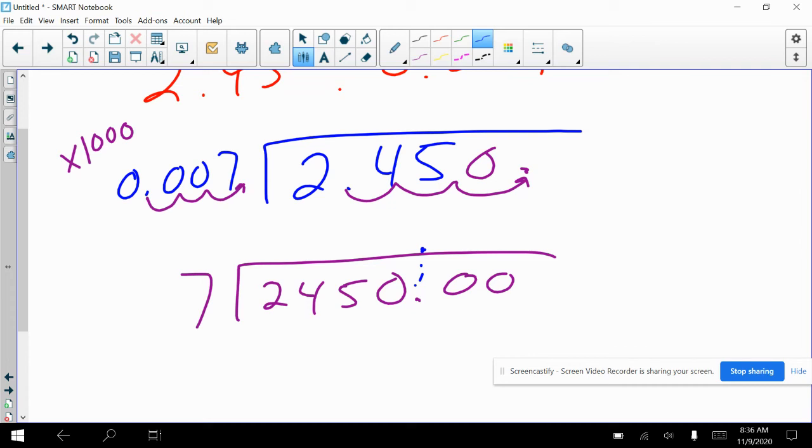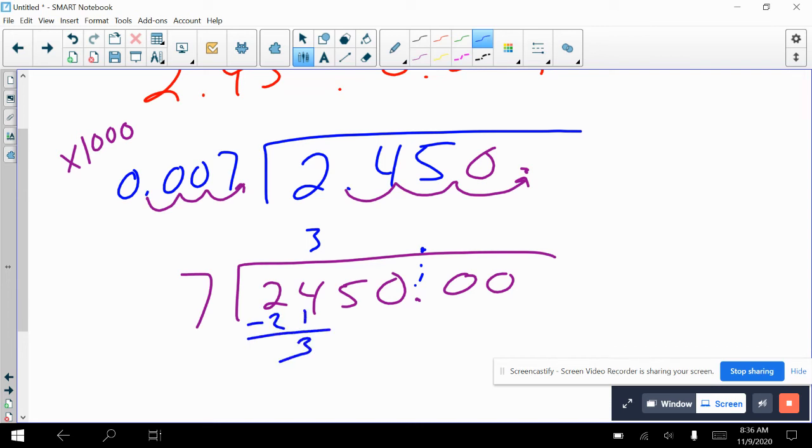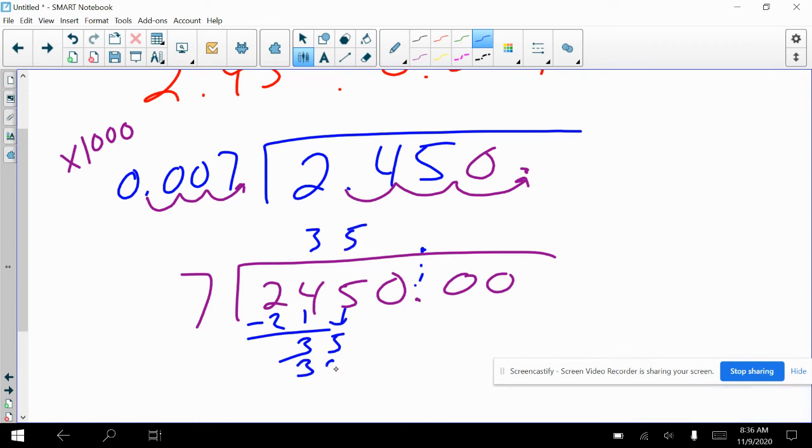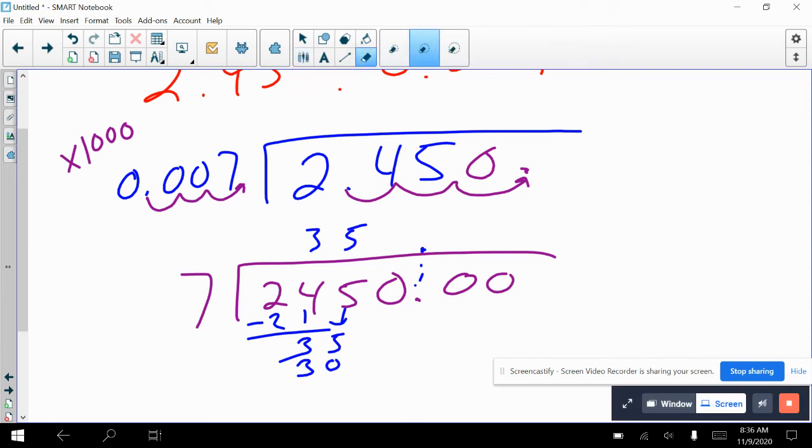How many 7s go into 24? That would be 3. That would be 21. Bring down the 5. 7 goes into 35. 5 times. Oops. I messed up.